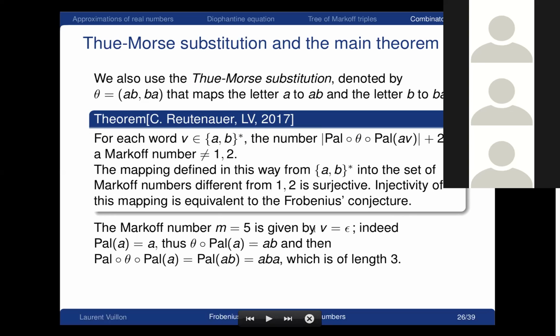Okay, let's try to compute the first Markov number, which is 5. So we take V here, which is the empty word. So we just have to compute pal theta pal of A. But pal of A is A. So now we have to compute theta of A. So A goes to AB. So this is AB. And now we have to compute pal of AB. And we have seen that pal of AB is ABA. So this is a word of length 3. If we add 2, we have the first Markov number, which is 5, and so on.